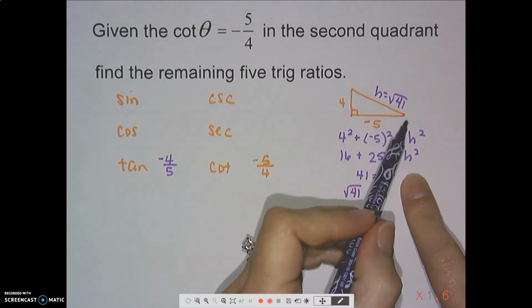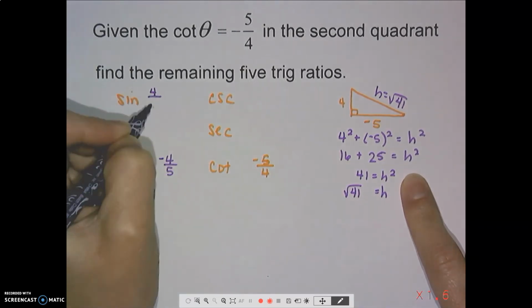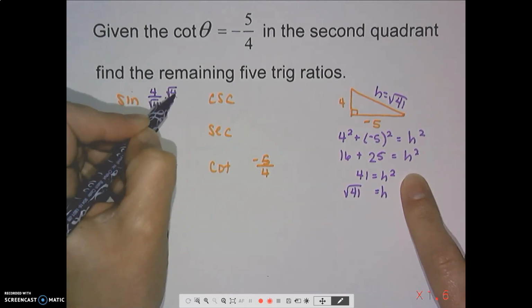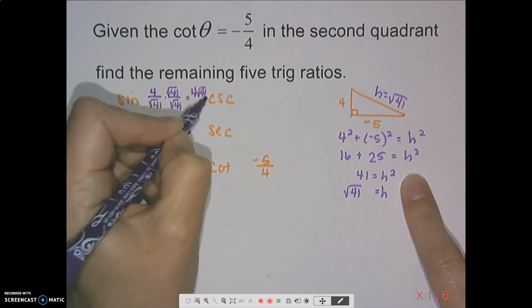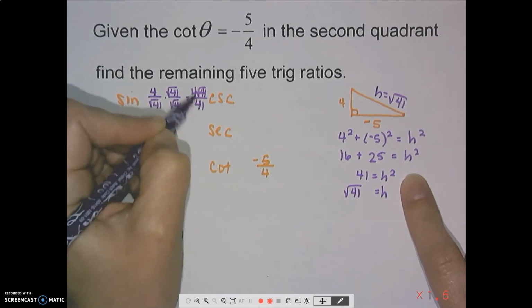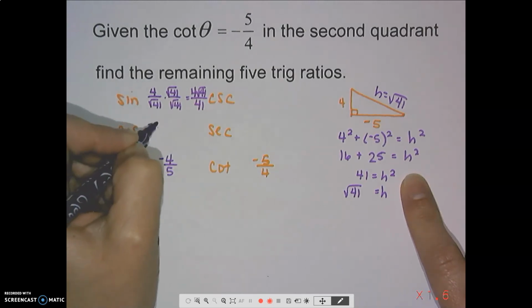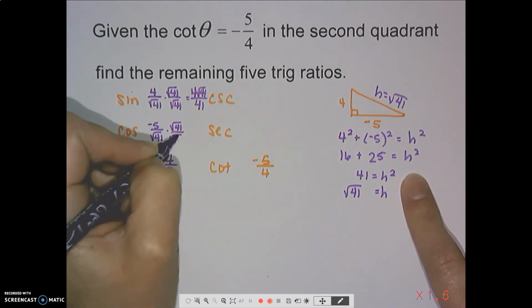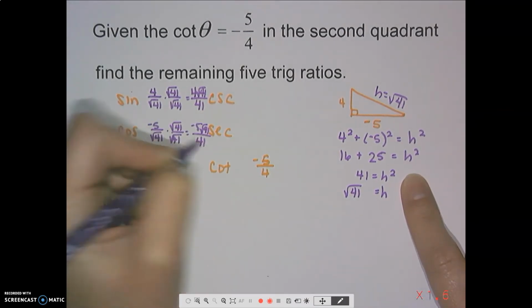Okay, sine is opposite over hypotenuse, so we would have 4 over radical 41. But remember, we can't keep it like that. We have to rationalize. So we get 4 radical 41 over 41. And that doesn't simplify there. That 4 and that 41 don't simplify. Cosine, we would get adjacent over our hypotenuse, but we have to rationalize that as well. So we get negative 5 radical 41 over 41.